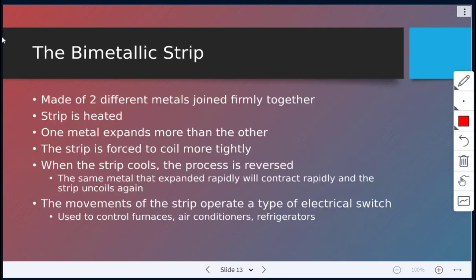All right, another example, the bimetallic strip. Again, it's made of 2 different metals that are joined firmly together. The strip gets heated. One metal will expand more than the other. The strip is forced to coil more tightly, and then when the strip cools, the process is reversed. So basically the same metal that expanded rapidly will now contract rapidly, and the strip uncoils again. The movements of the strip operate a type of electrical switch, and this is used to control furnaces, air conditioners, as well as refrigerators.